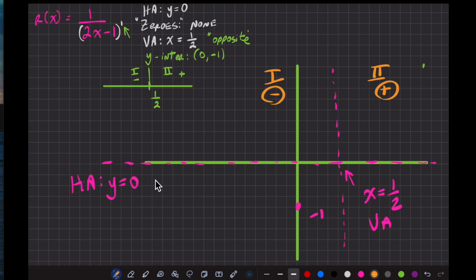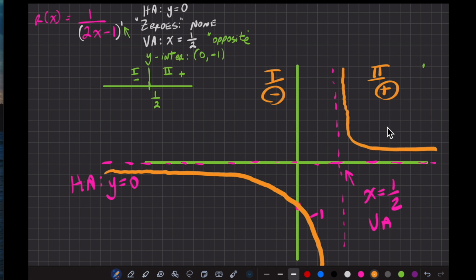If this is negative, that means our graph has to be below the x-axis. So we're going to hug the horizontal asymptote, come through our y-intercept, and then accommodate the vertical asymptote. On this side, recall this has to be opposite because that is a multiplicity that's odd. So we know on this side of the vertical asymptote, it's going to do this, and the entire graph is going to stay positive. Folks, this is the graph of the reciprocal function.